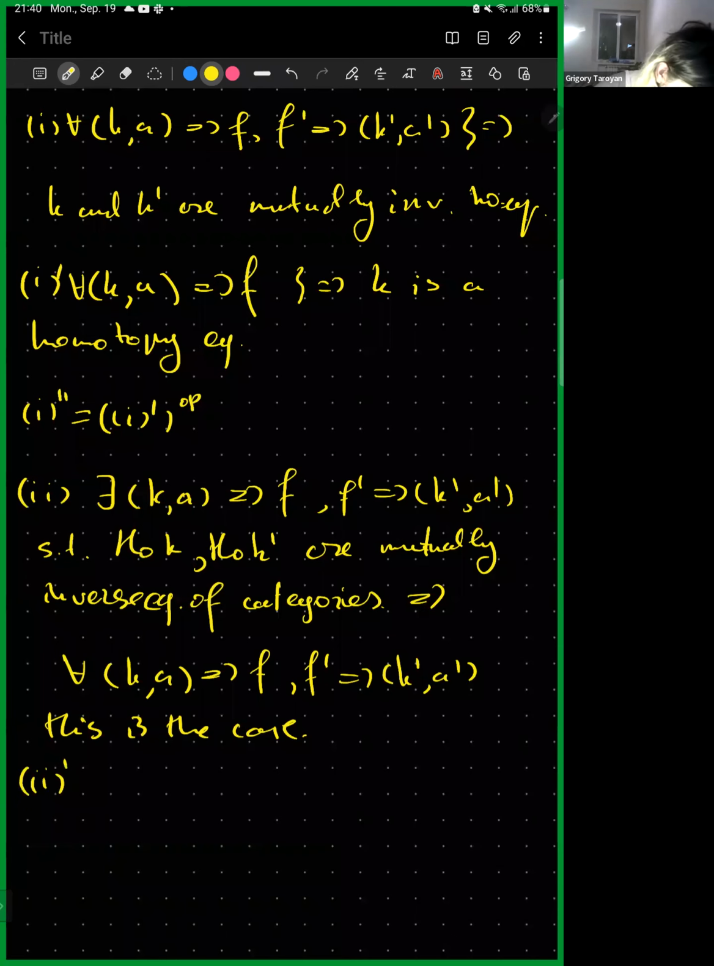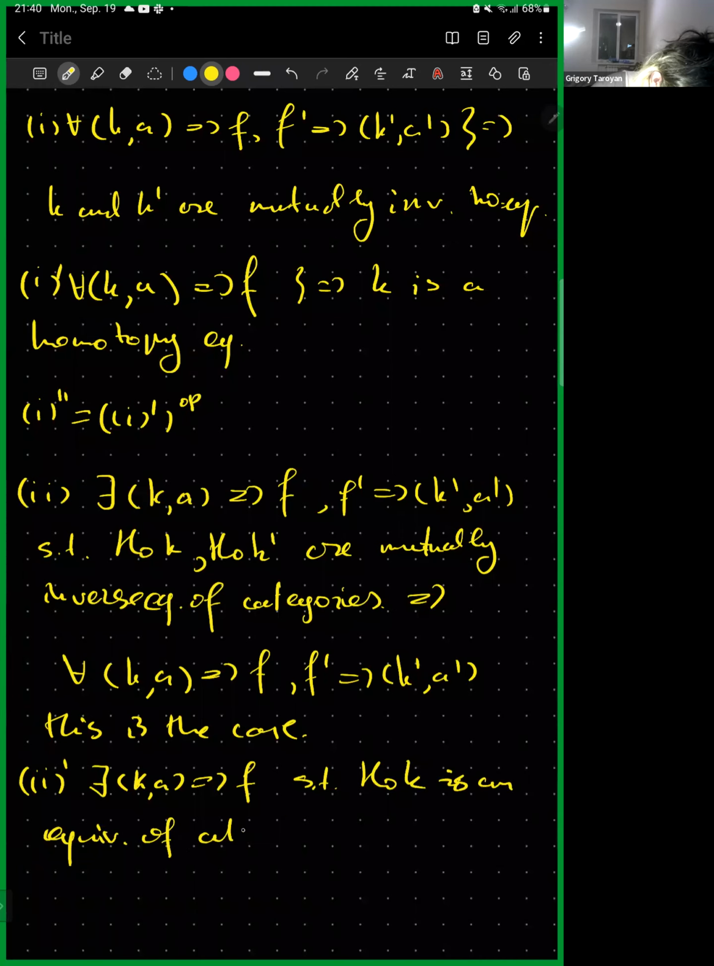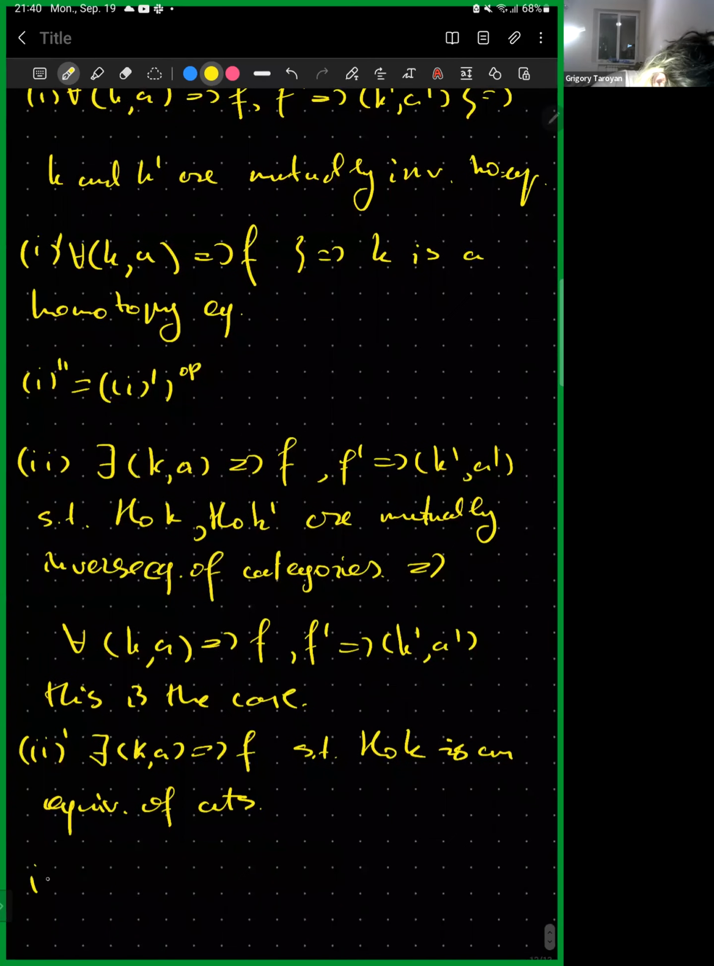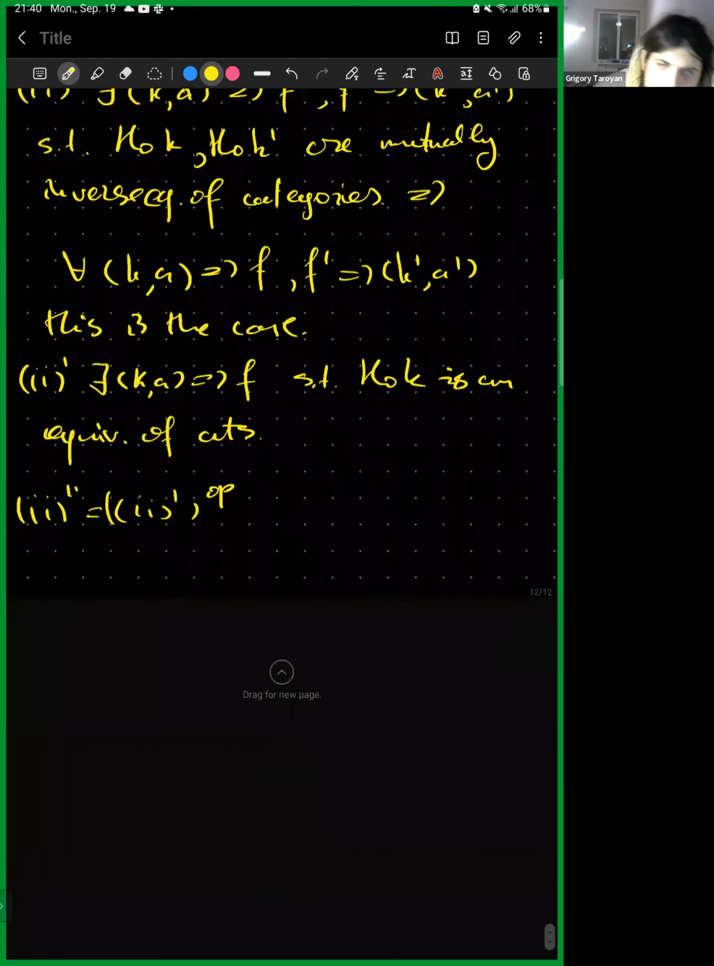As you can probably guess, a variation of this assertion just drops the condition that there is a right approximation, and we say that there should be a left approximation such that its homotopization is an equivalence of categories. And 2 prime is just the same, but for right approximations.